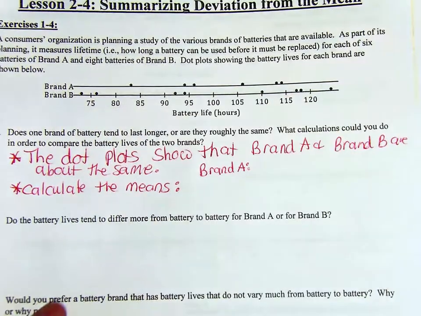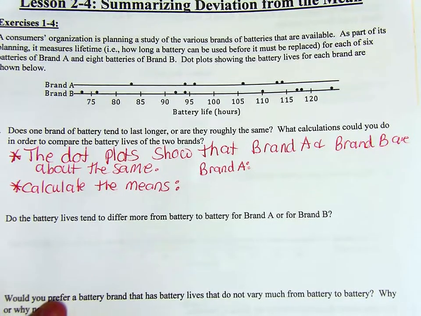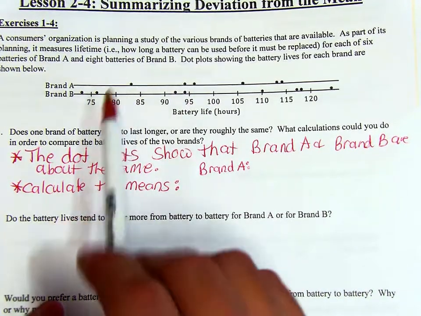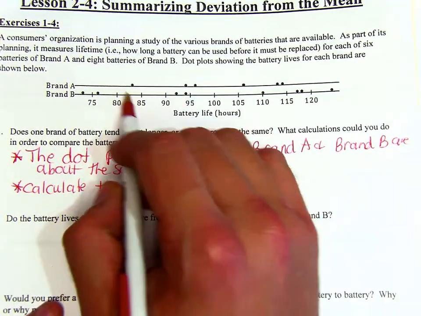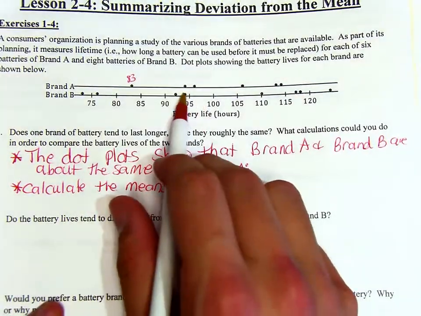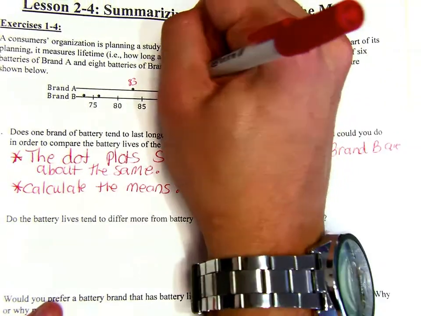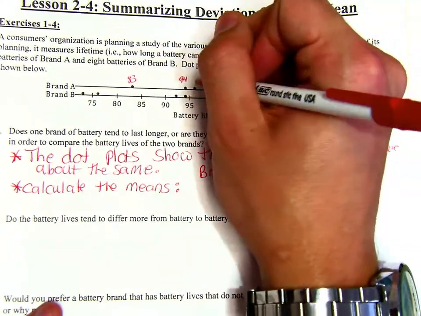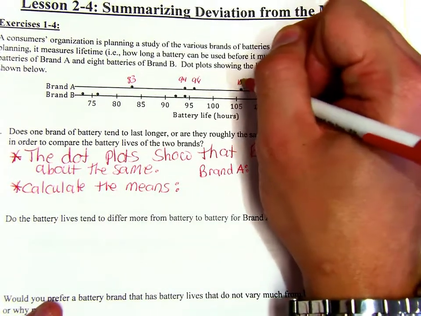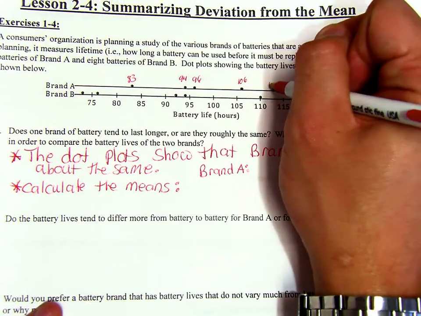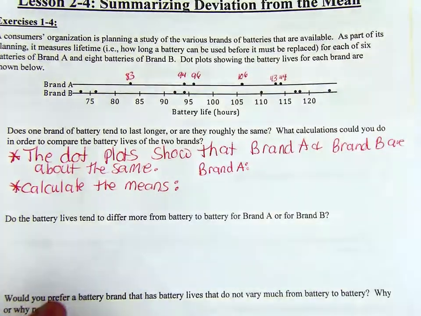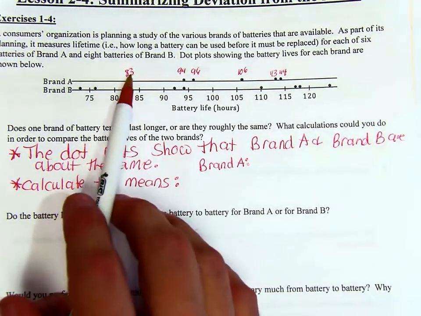If we're talking about brand A, we want to go through and come up with what these data values could be. I'm going to say that this, since it's between 80 and 85, I'll say that's about 83. This one is a little bit below 95, so I'll say 94. This one's a little bit above, so this will be 96. This one's a little bit above 105, so I'll say 106. This one is about 113. This one was right below it, so it'll be 114.